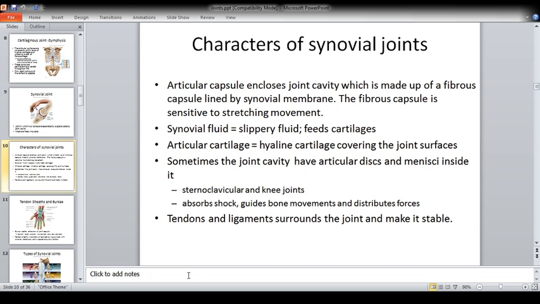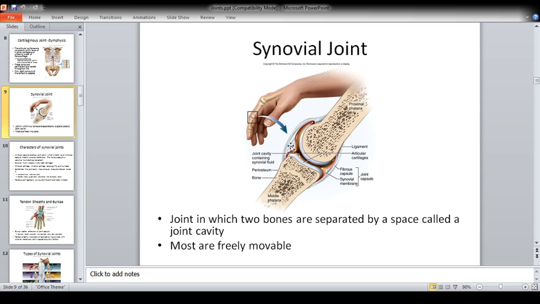So a synovial joint contains a synovial capsule or articular capsule. Articular, as I've explained to you earlier, is related to a joint. So the joint capsule or synovial capsule would contain the joint cavity. Joint cavity we've seen earlier, which is made up of a fibrous capsule lined by synovial membrane. So the fibrous capsule, synovial membrane, joint, and then synovial cavity.